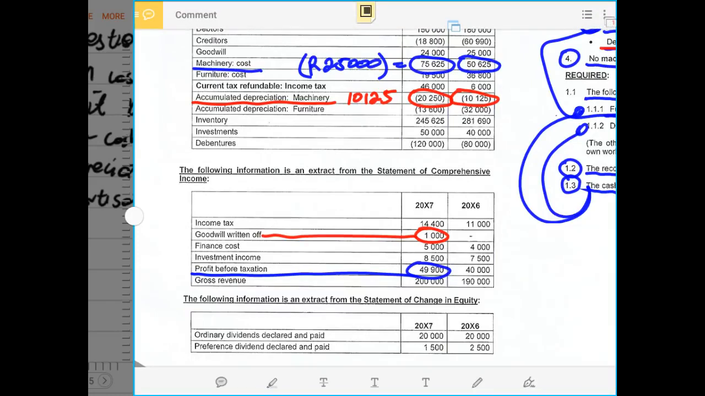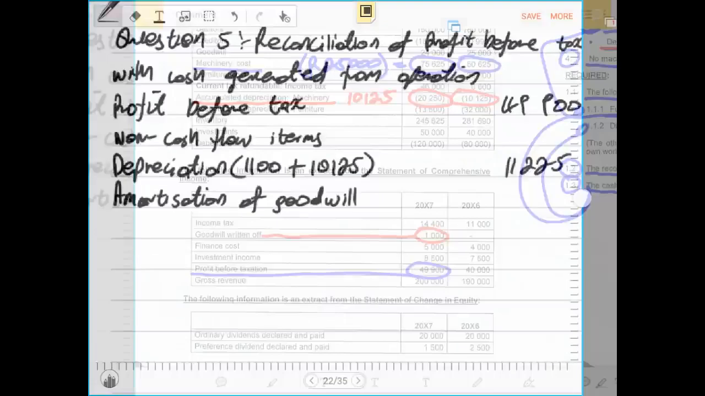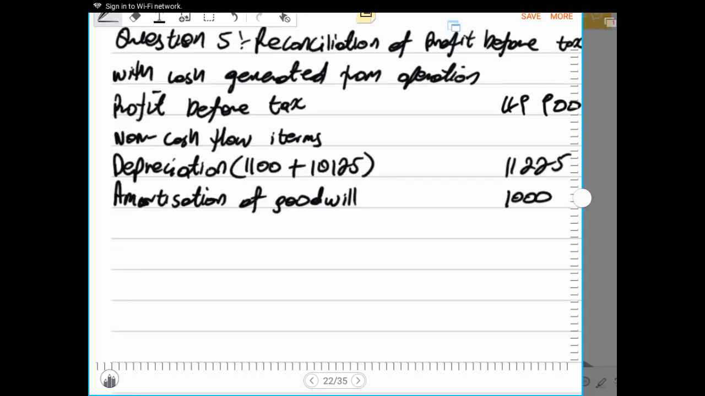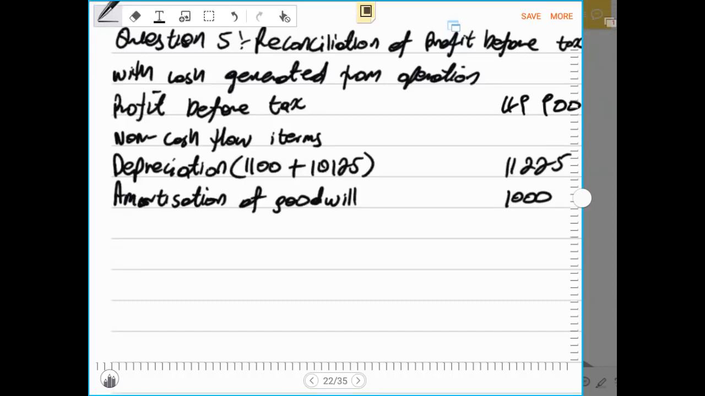So whenever an intangible asset is losing value, as is the case with the goodwill, that will be amortization of that asset. Our amortization of goodwill is an amount of 1,000 rand. Remember that whenever the goodwill is losing value, that will be a loss, and a loss will be negative in the income statement. So when we do a reversal of the loss, we record that as a positive amount, because that loss reduced the profit before tax when it was initially recorded.